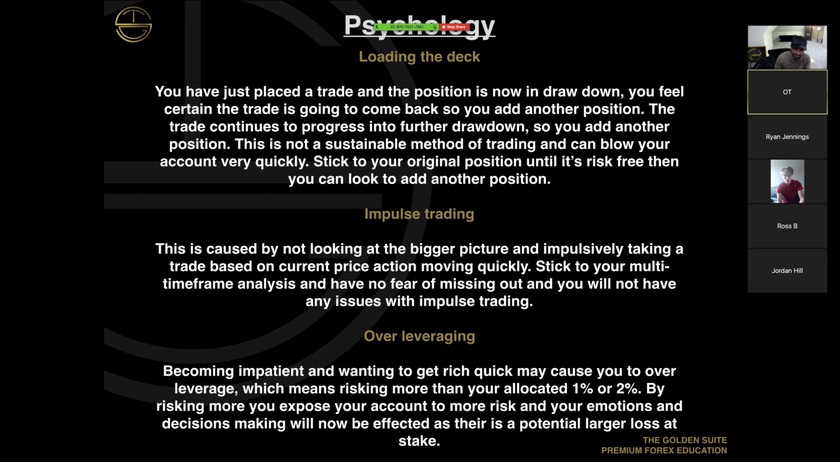So loading the deck once a trade's already in a loss is not good, because you're literally exposing so much risk of your account to the market. Let's say you start off with 1% risk. You're now trading out 2, you're now at 3% risk just on one trade. It's not going to work.